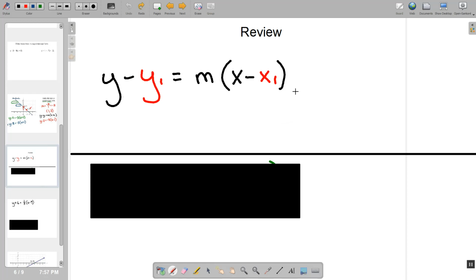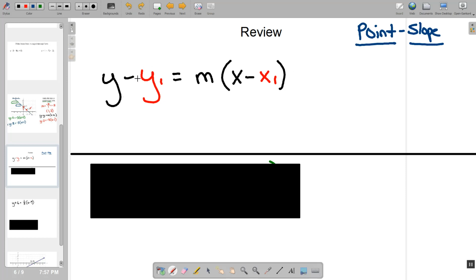As a quick review on point slope form, we want to remember that mathematicians are not very creative with their names. So in order to graph a line in point slope form, we need a point and we need the slope of the line. This thing right here is point slope form.